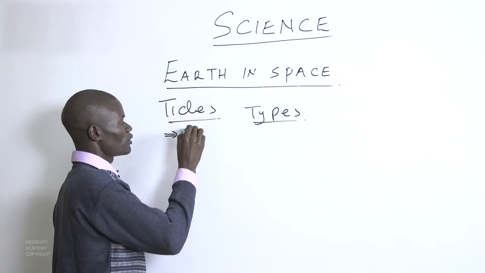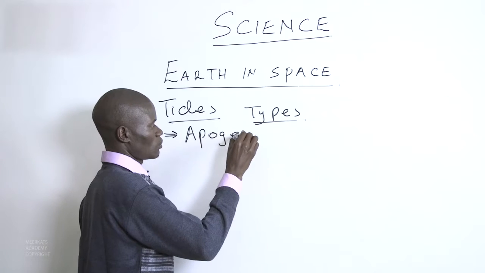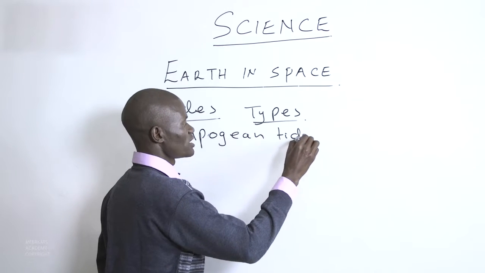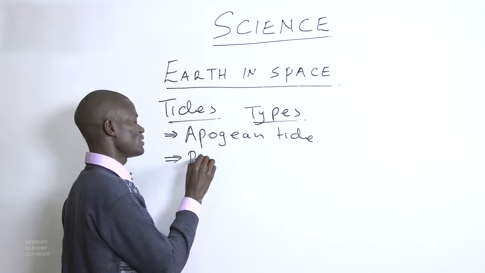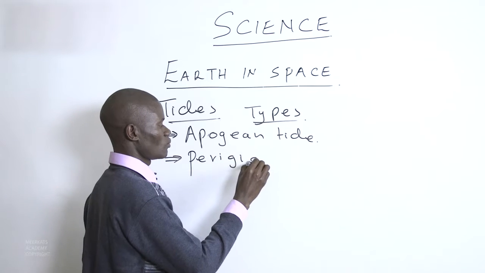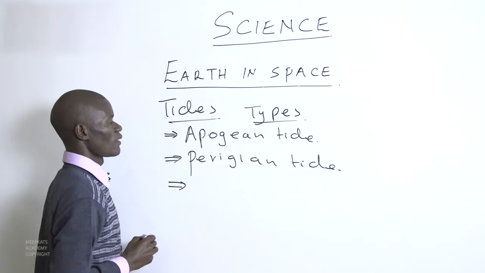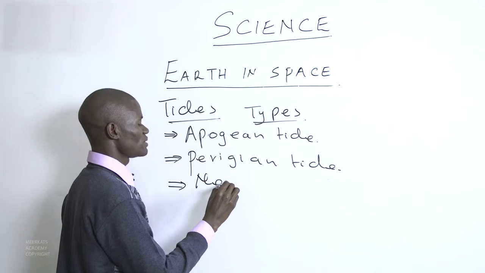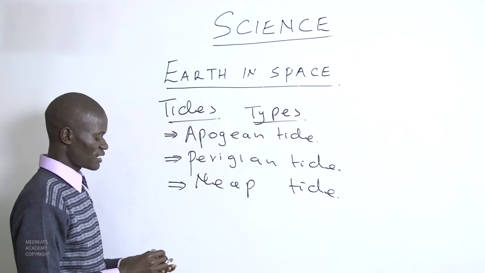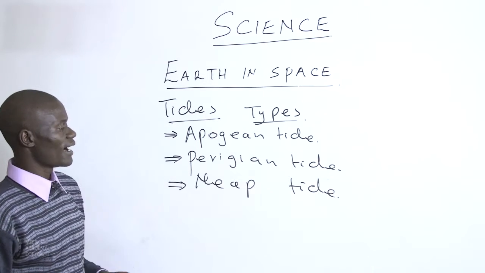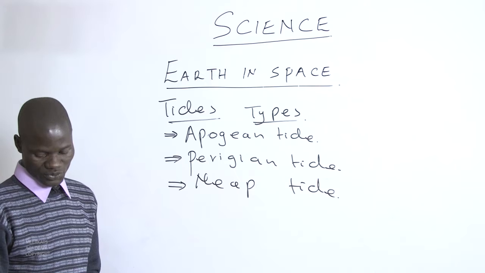We'll have what we call the Perigean Tide, and then we also have another type of tide, and then we have the Neap Tide. Those are the various types of tides that occur in the course of the tidal range on Earth's surface.